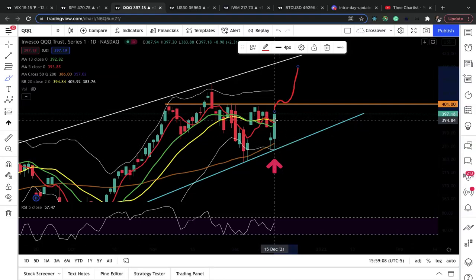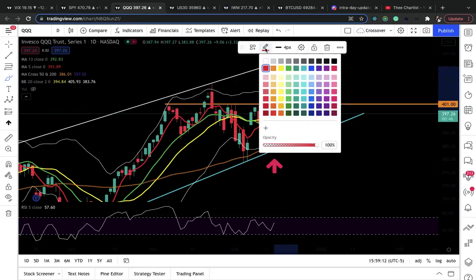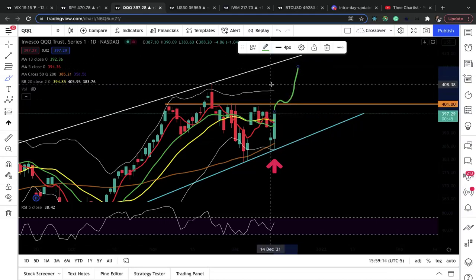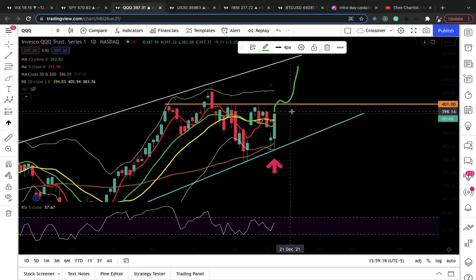But as long as it holds, I am bullish to the upside. I'll make that green. Boom. So what's another bearish scenario? I gotta do this for my bears and do this for the bulls, because we're traders. We can do this both ways.